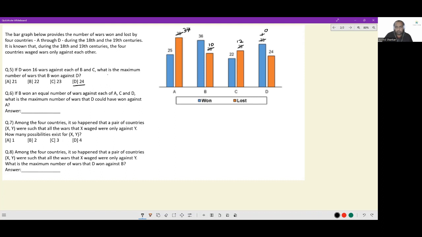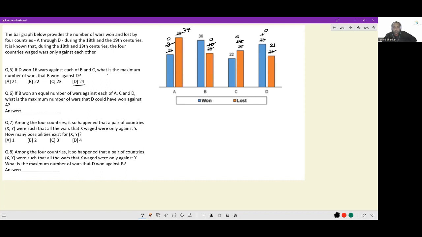So how do I get rid of 37 losses of A, or 25 wins for it? First, let me take care of 25 wins of A. I can give 10 wins against B and 12 wins against C. So it will have 3 wins left. And now there can only be 3 wins, and these 3 wins have to necessarily come against D. This comes to 21.